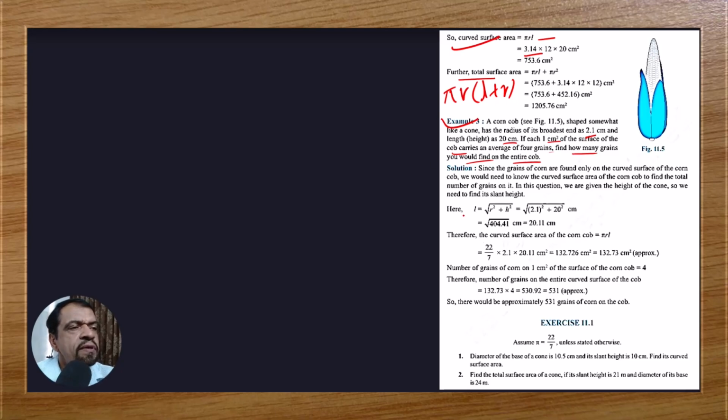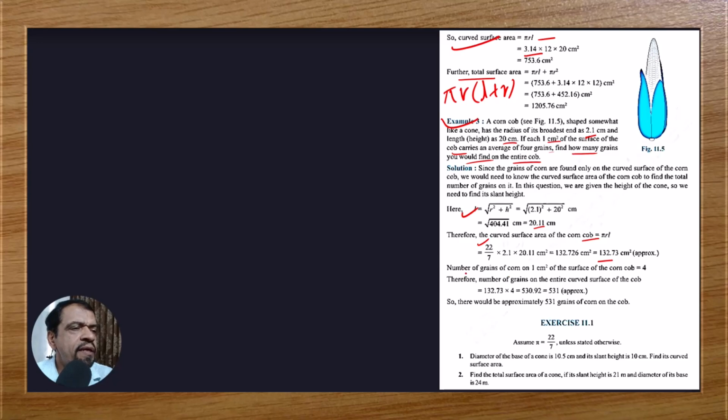So first of all, I calculated the slant height with the help of Pythagoras. So it is 20.11 approx. Then surface area is pi r L. So they use 22/7. If the value is not instructed here, then we can use 22/7. It is a common value widely used in questions, but if it is given as 3.14, then you have to use 3.14 in pi r L. So approx it is coming 132.73.